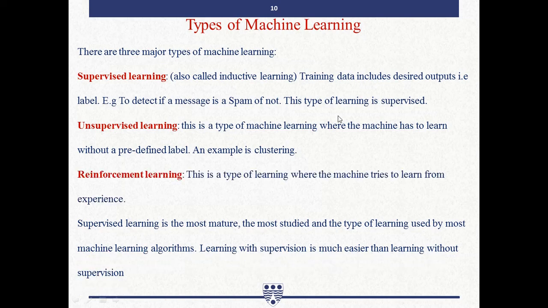Then finally, we have the reinforcement learning. This is where the machine learns from its mistakes. A typical example of reinforcement learning is the self-driving car. When you train a model for a self-driving car, it makes mistakes and learns from that mistake so as not to repeat that same mistake next time. So for this course we are going to be focusing on supervised machine learning because it is the most matured and most studied type of machine learning algorithm.